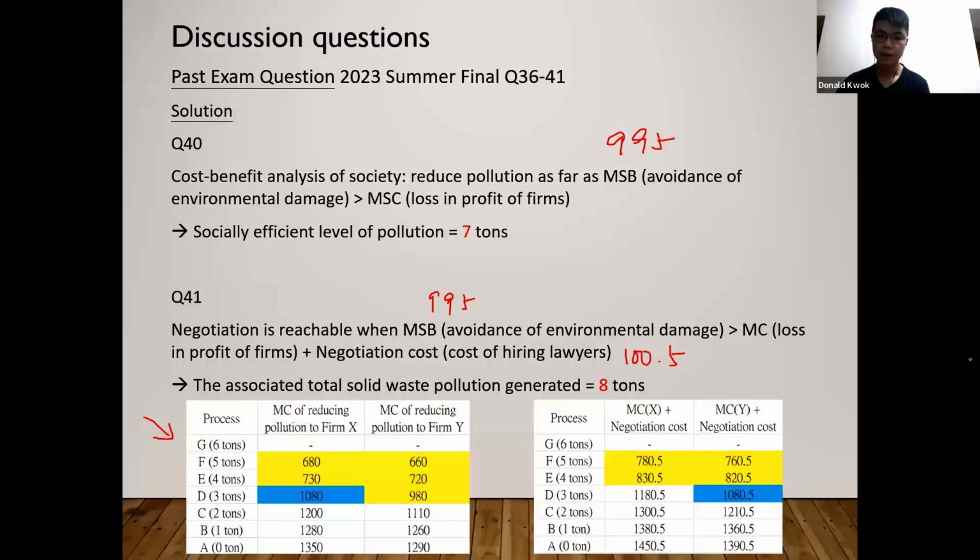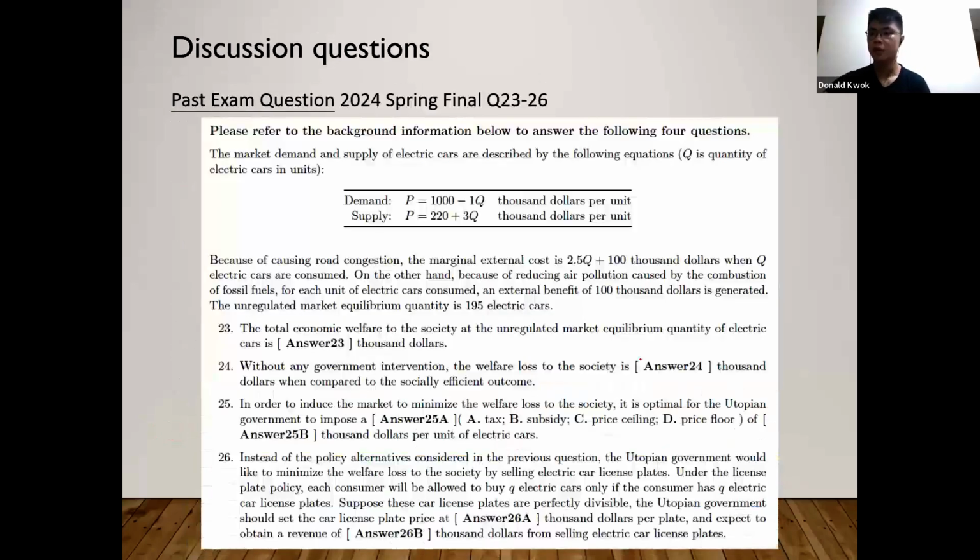To calculate the marginal social cost component, we just add 100.5 to all the numbers in this marginal cost table, and we should be able to get the marginal social cost on the right-hand side here. As far as the avoidance of environmental damage 995 is greater than the marginal social cost, they can reach an agreement to reduce that ton of pollution. And as you can see, the total solid waste pollution generated will become 8 tons in question 41. All right, so that's all for this one, and we'll move on to the next problem. Please take a look first.